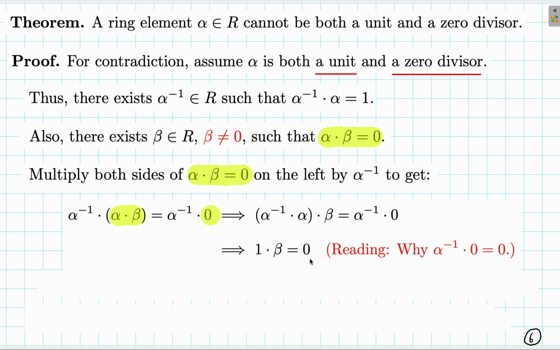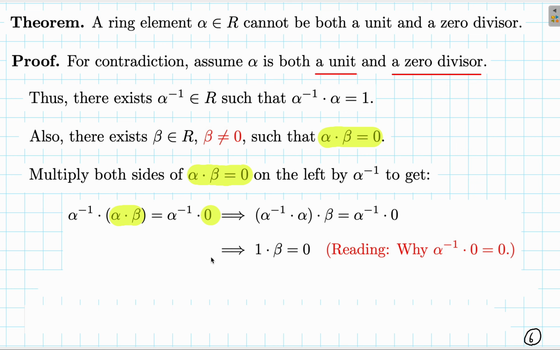Now, that's something to be careful about. By definition, 0 is the additive identity. In the ring properties, there's nothing that says how 0 behaves under multiplication. And so in fact, it's a theorem that any element of a ring times 0 is 0. It's a theorem that can be proved from the ring properties. So please take a look at the chapter 26 reading to see why alpha inverse times 0 is equal to 0, and for that matter, any ring element times 0 is equal to 0.